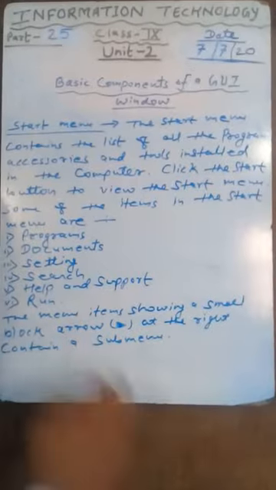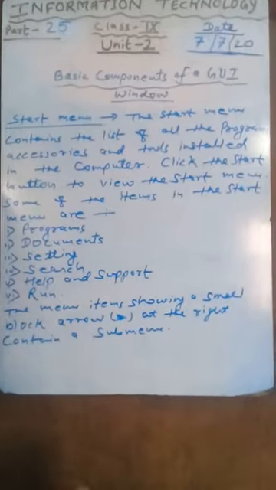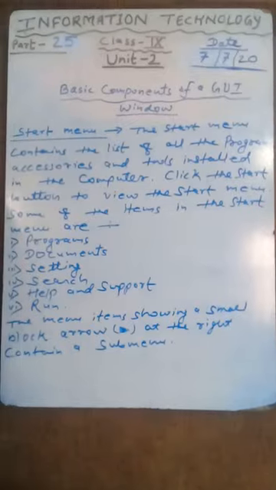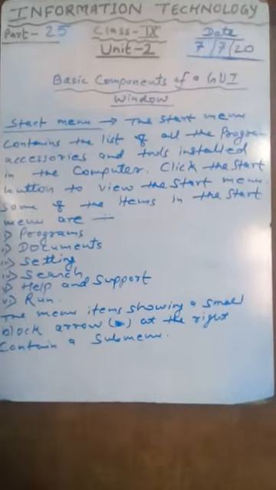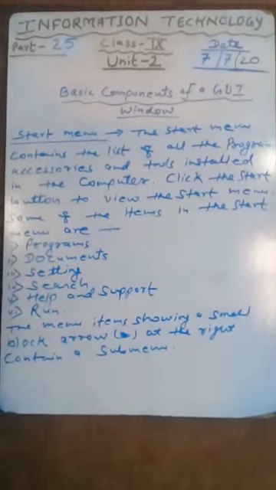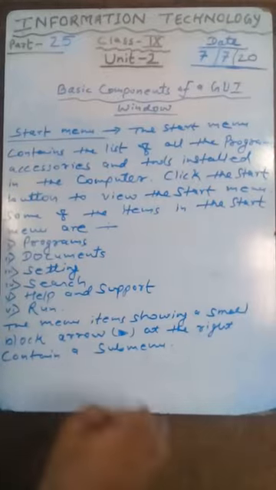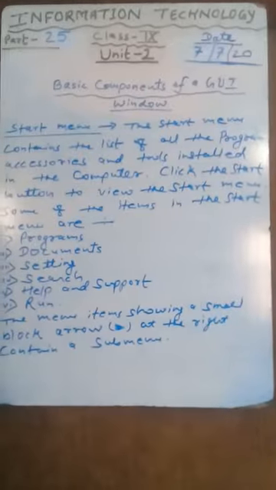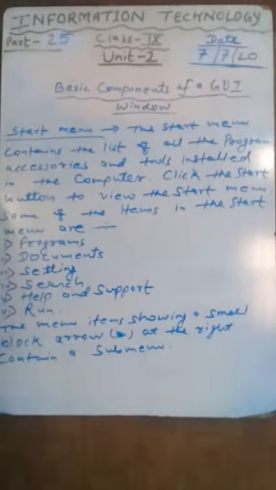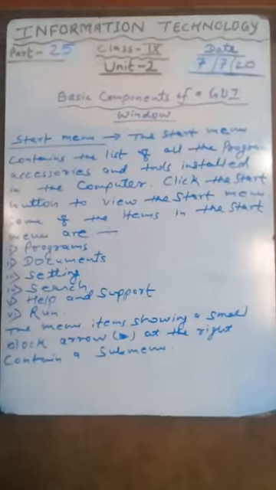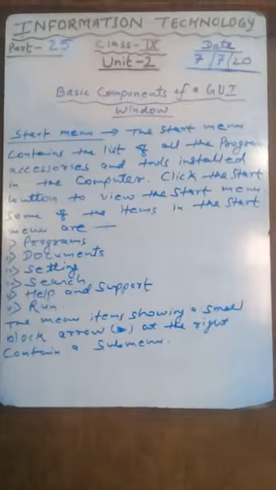And now help and support. If you have any type of problem and want help, you take help from the help and support menu. Then you get all the problems solved here. And the next point is run. With the help of run, we can open different types of programs.